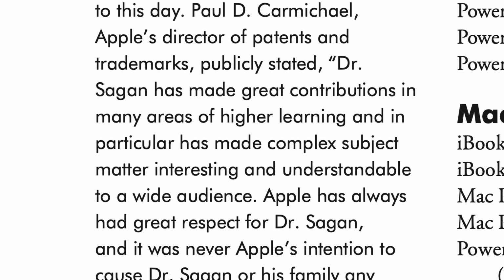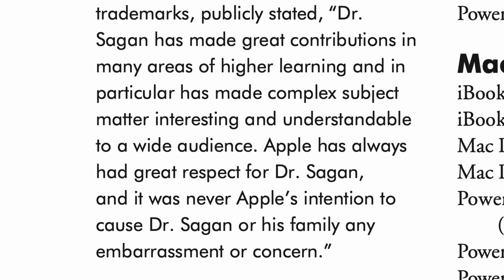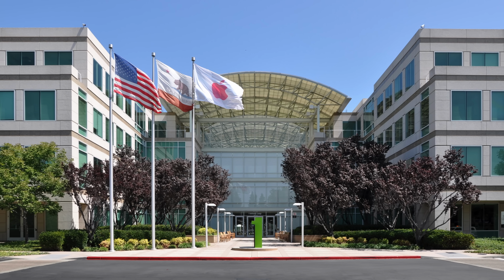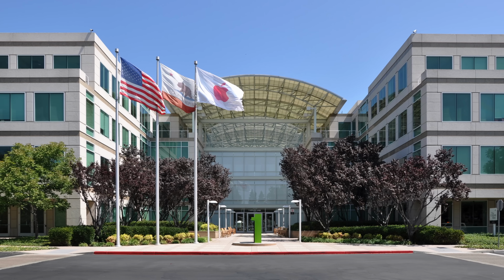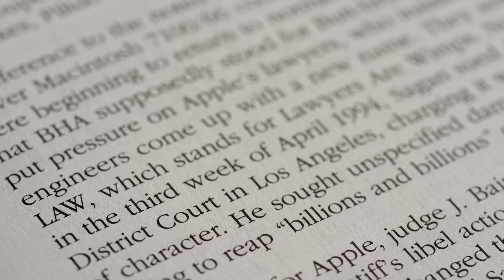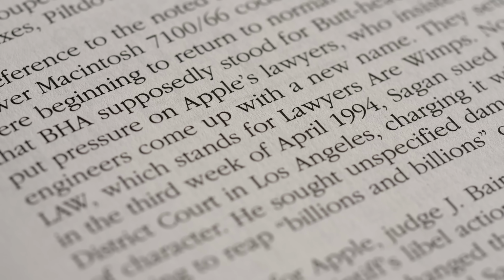After some continued back and forth legal wrangling, the two sides came to a settlement, with Apple issuing a formal apology. The company's lawyers told the engineering team they had to change the codename again and to pick something that wouldn't run the risk of another lawsuit. So, in a final bit of defiance, they went with LAW, which stood for Lawyers Are Wimps.